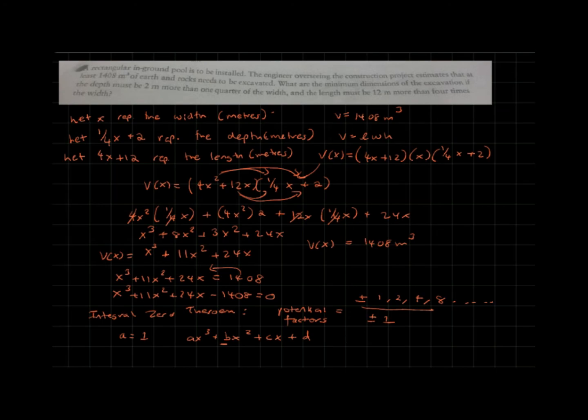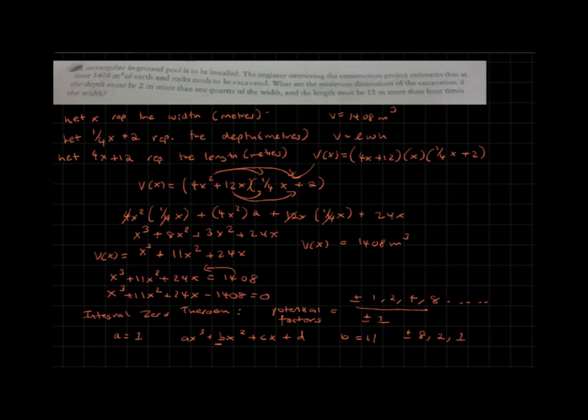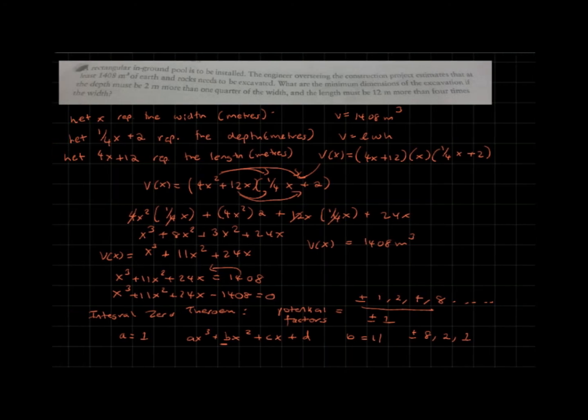So in this case, our b value is 11. Our b value is 11, and out of the potential factors, you want to find 3 that add up to 11. We can notice here that 8, 2, and 1 can potentially add up to 11. Now you want to consider plus minus 8, 2, and 1. So out of these 3, at least 1 will be an actual factor. So let's figure out which one actually is a factor.